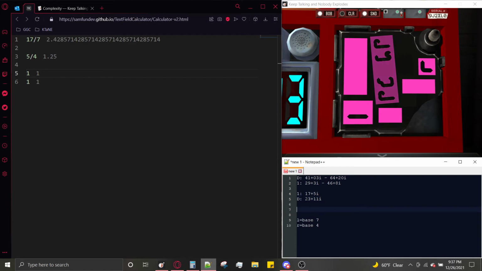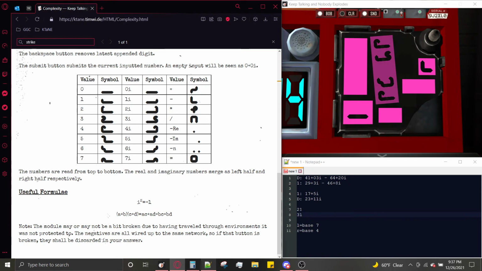We take our left number, the leftmost digit, then moving it right until we're out of digits, and then the right number, take the first digit and move right until we're out of digits. So we're going to input 2, 1, then 3, 1.